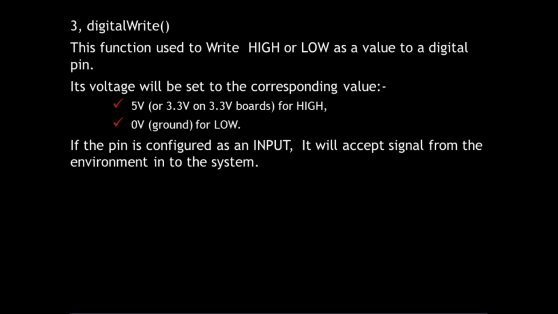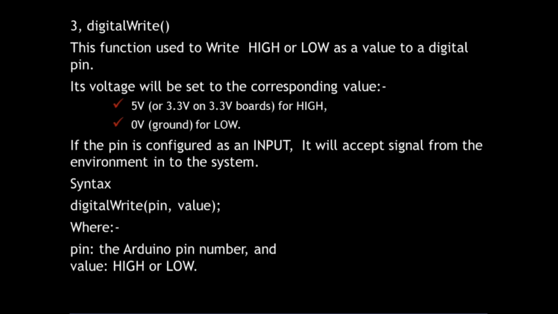Its syntax is digitalWrite, open brace, pin, value, close brace, semicolon. The parameter pin is used to describe the Arduino pin number which we are going to work on. Whereas the parameter value is used to set the value of this specific pin as HIGH or LOW.